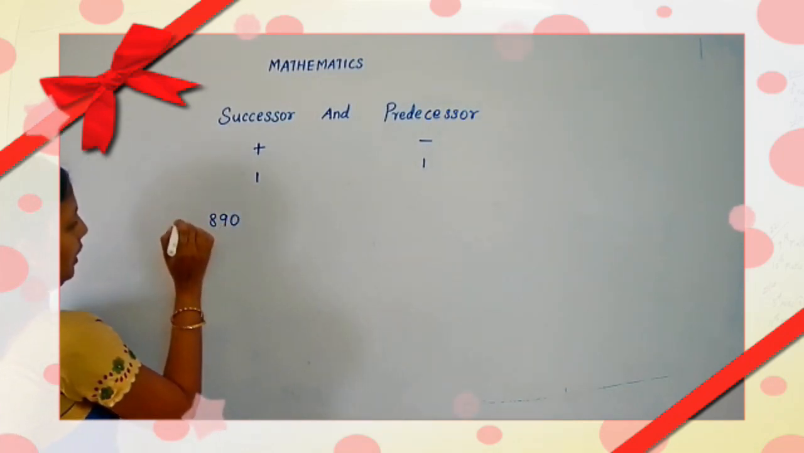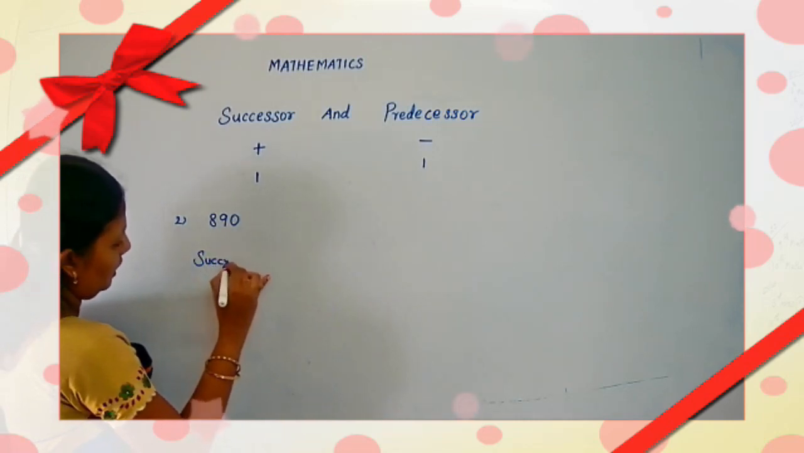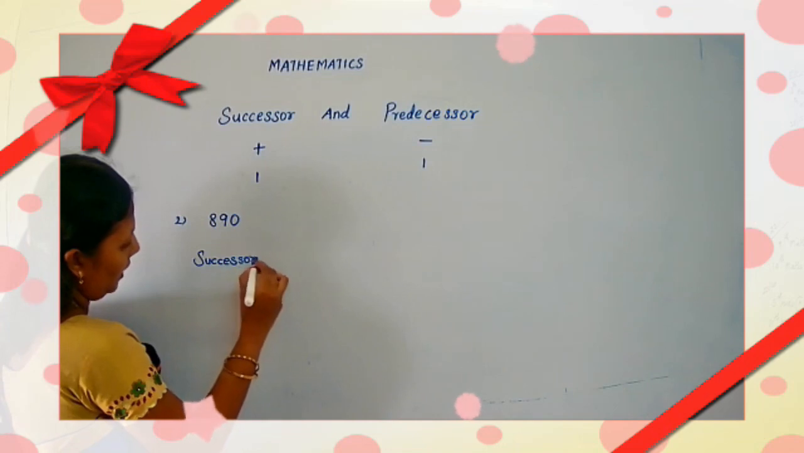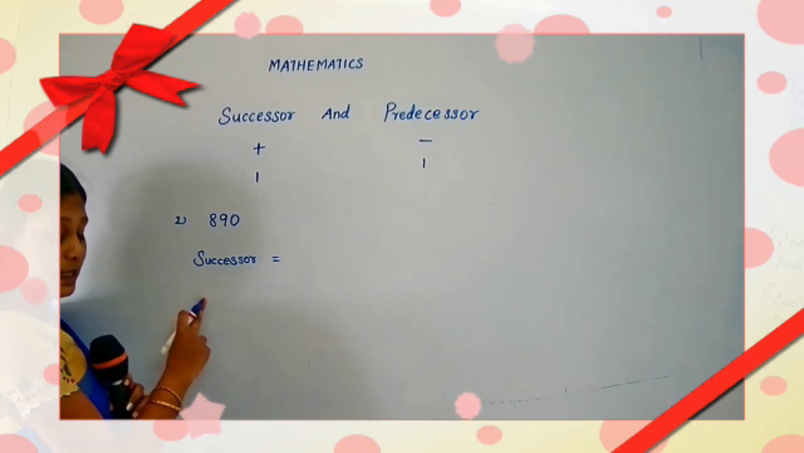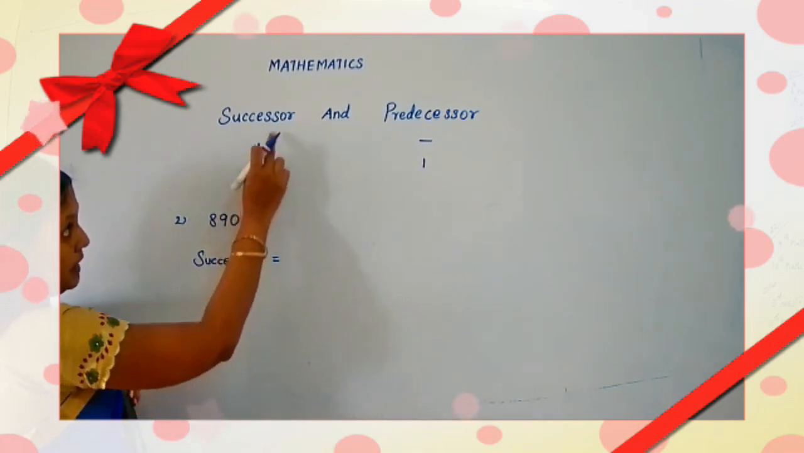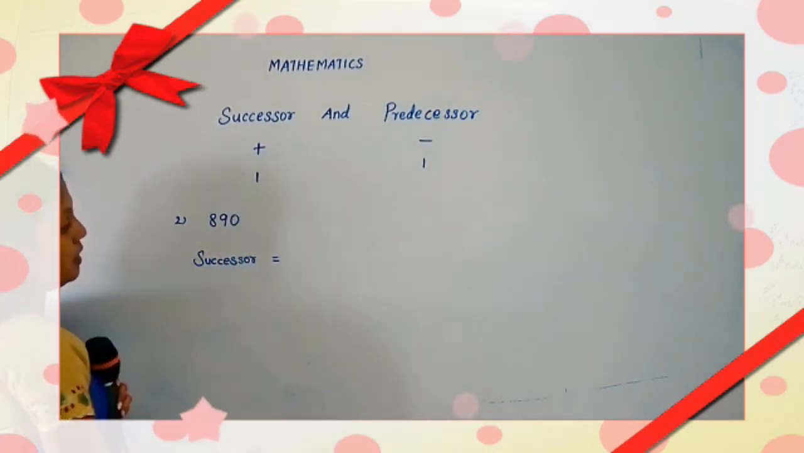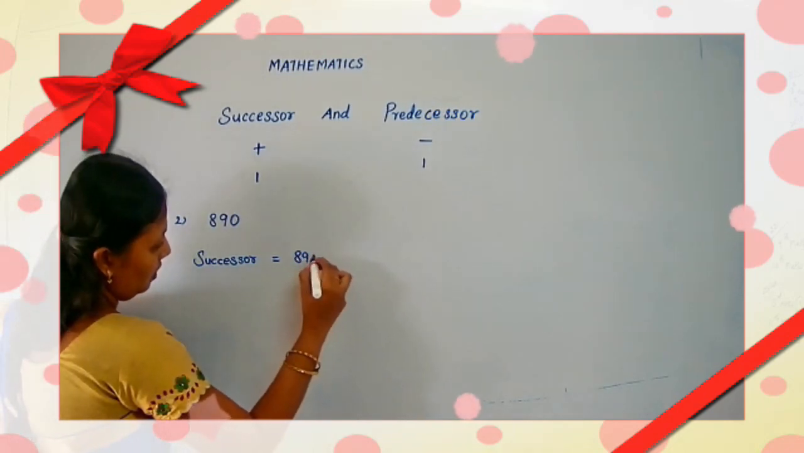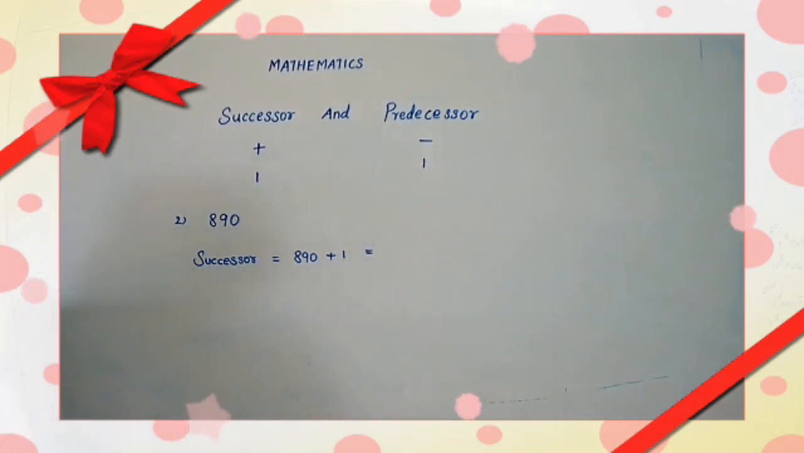890. This is the second question, 890. Then successor. We need successor, which means you add 1. Predecessor means subtracting 1. Now, successor: 890 plus 1. What will come? If you add 1 we will get the after number from the given number.